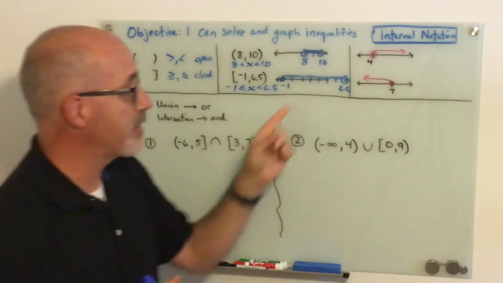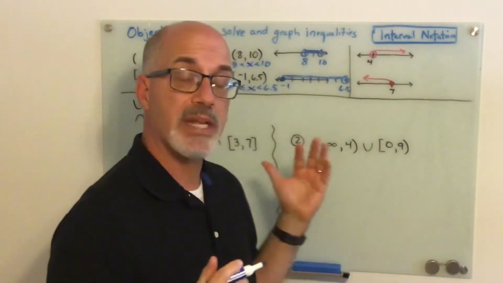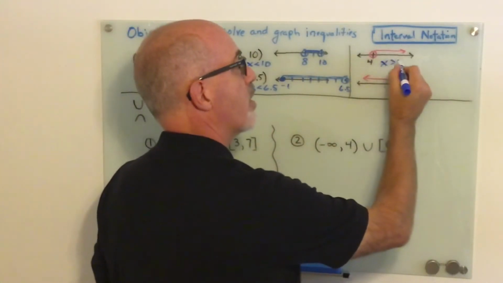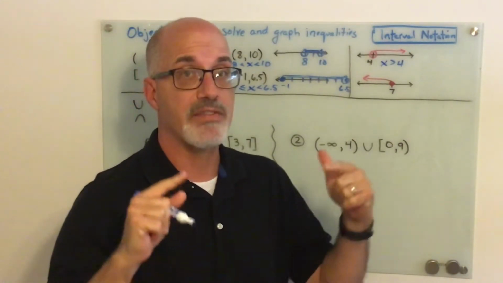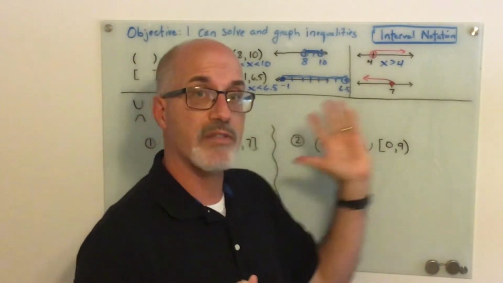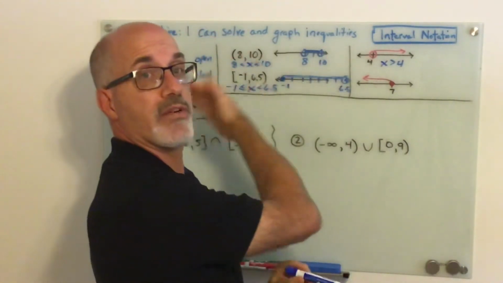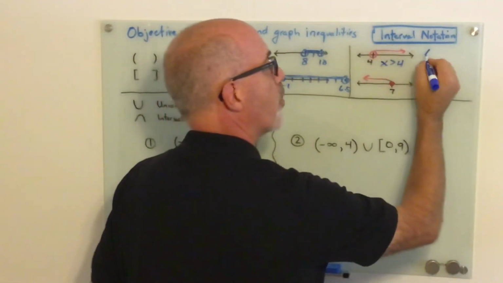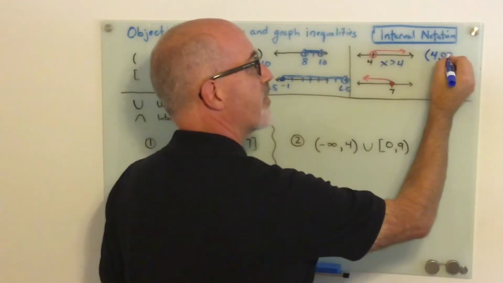Now, what happens if we have this type of thing where we don't actually have it between two numbers, but instead it just goes on forever? This is just x is greater than 4. Well, we can use between notation if we use the concept of infinity and negative infinity. Infinity is something that goes on forever in the positive direction. Negative infinity is something that goes on forever in the negative direction. So here we're going to have an open dot on 4, and then it's going to go off to infinity.